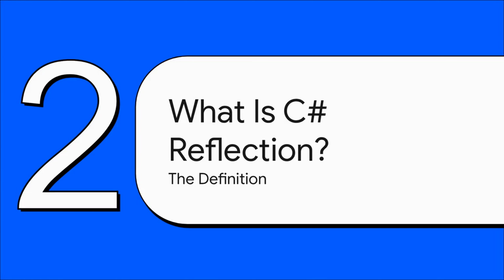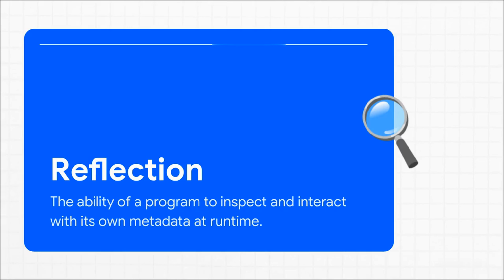So, what is this powerful tool really? It's time to stop talking in metaphors and get a clear, straightforward definition. Let's really pin this down. And there it is, the textbook definition. It's all about inspecting and interacting with its own metadata at runtime. Now those are the two magic words here. Runtime means while the program is actually up and running, not before. And metadata, well, that's just the data about your code.